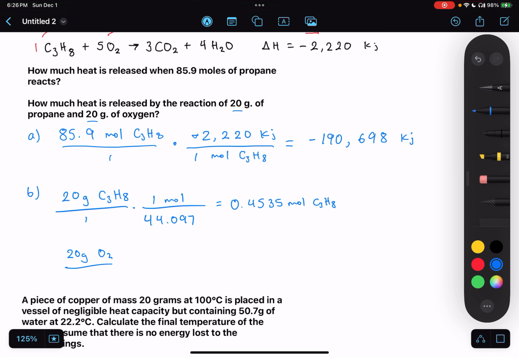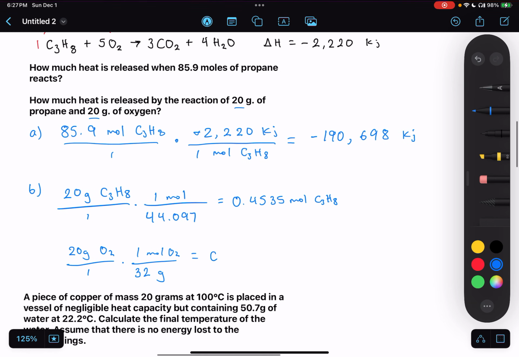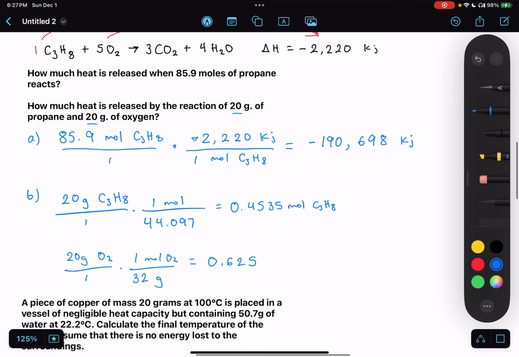All right, 20 grams of oxygen, 20 grams O2 times 1 mole O2, and then O2 is going to be 32 grams, or 31.998, whatever you want to use. I'll use the simple one. Let's do 32 grams. So 20 grams divided by 32 grams equals 0.625. We do a little ratio.